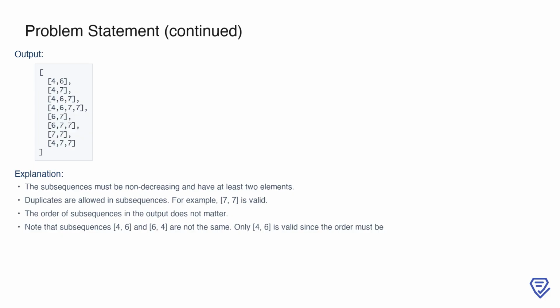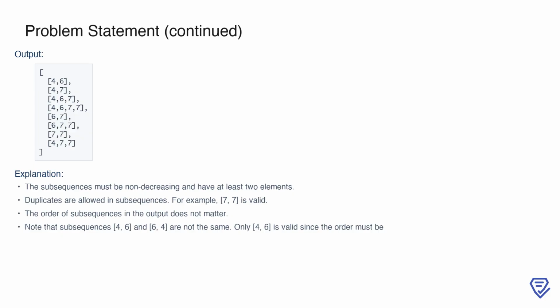Other subsequences, such as [6, 7] and [6, 7, 7], show how starting from different positions in the array can lead to new valid combinations. Even [7, 7] and [4, 7, 7] are valid because duplicates are allowed as long as the overall order is not disrupted. This example highlights that a variety of subsequences can be derived from the same input, provided they meet the criteria of being non-decreasing and having at least two elements.